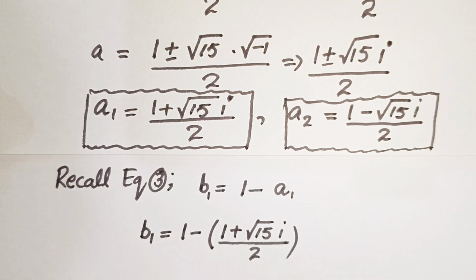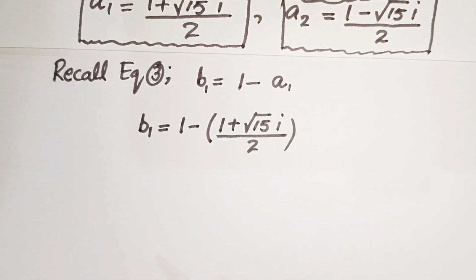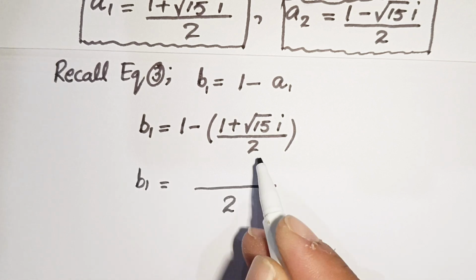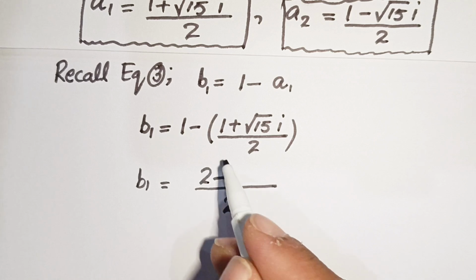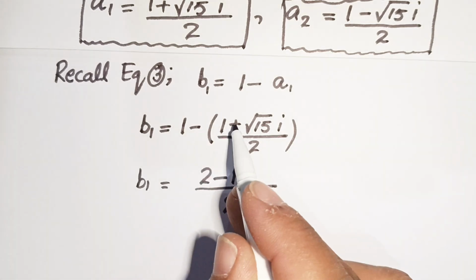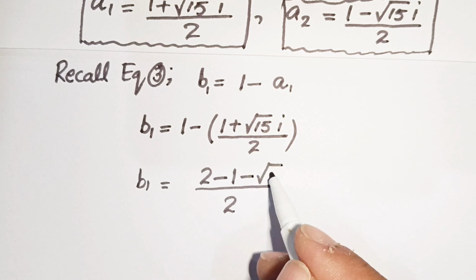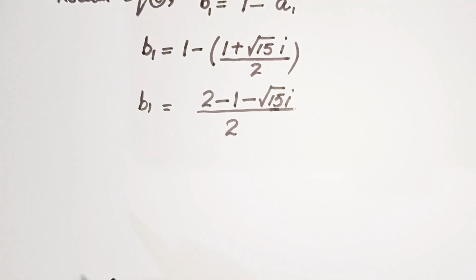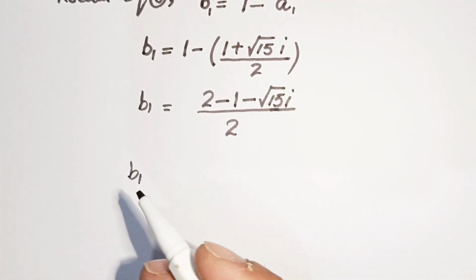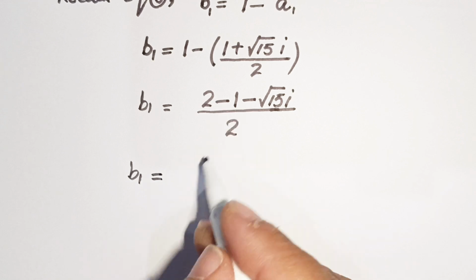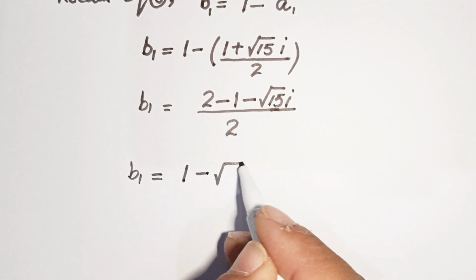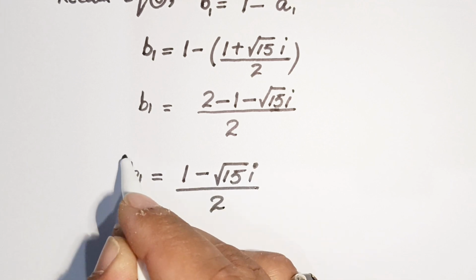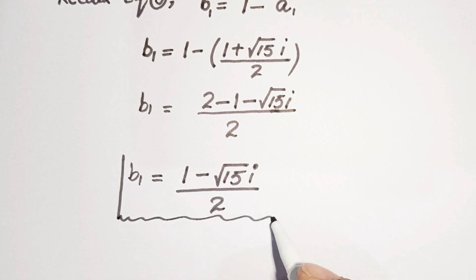Now if we take the LCM, so b1 is equal to, the least common multiple is 2, so 2 multiplied by 1 we get 2, and minus times 1 is minus 1, and minus times this plus we get minus square root of 15 i. So here our next step will be b1 is equal to 2 minus 1 is 1 minus square root of 15 i all over 2. So it is the value of b1.